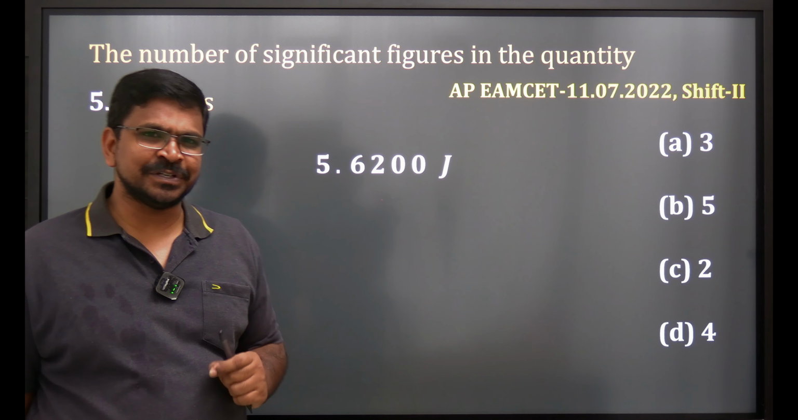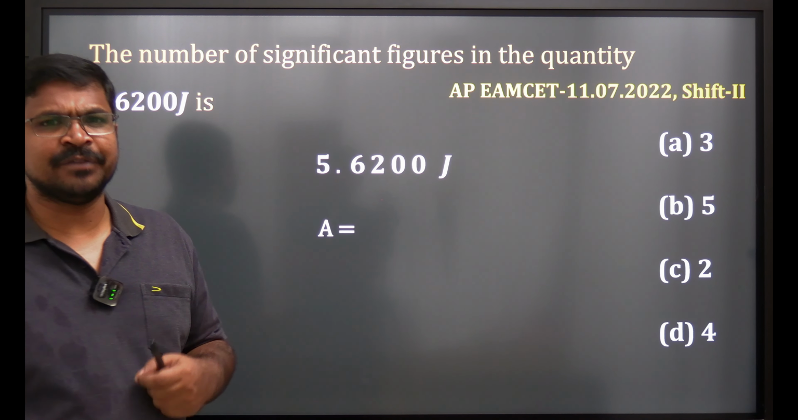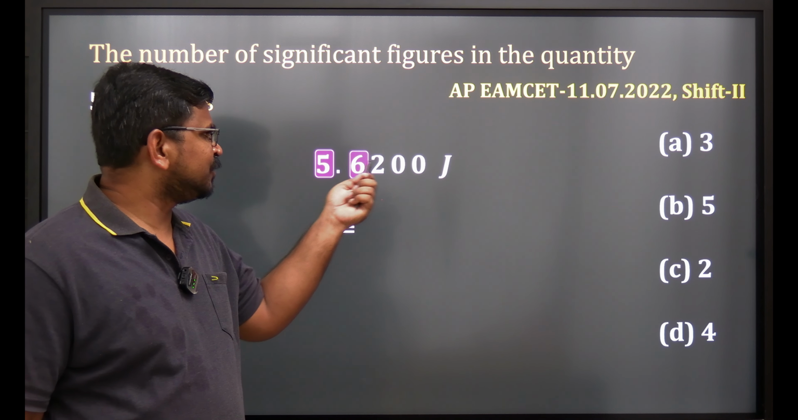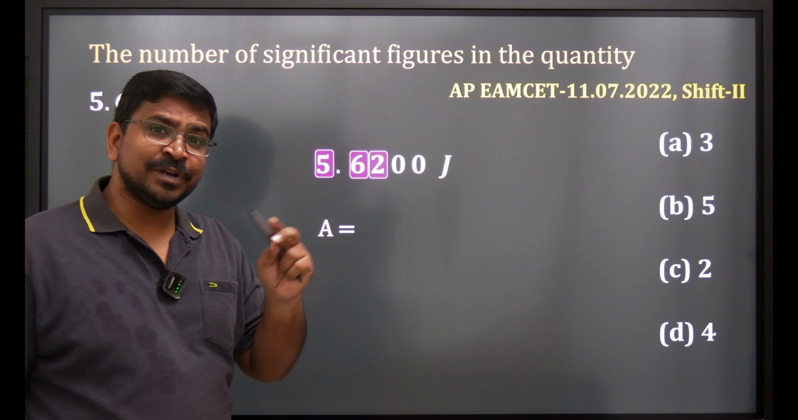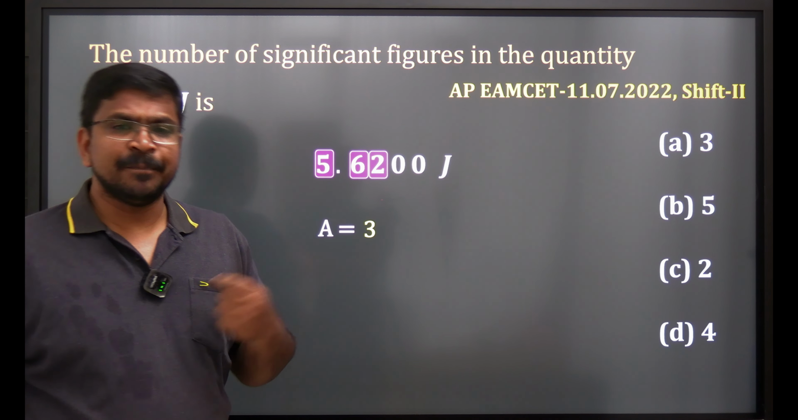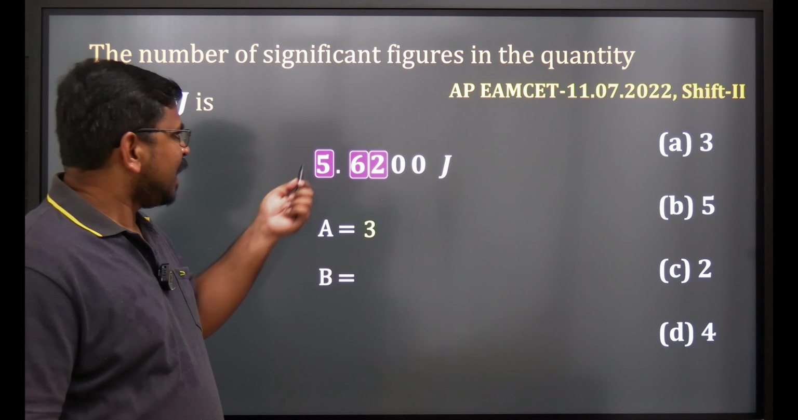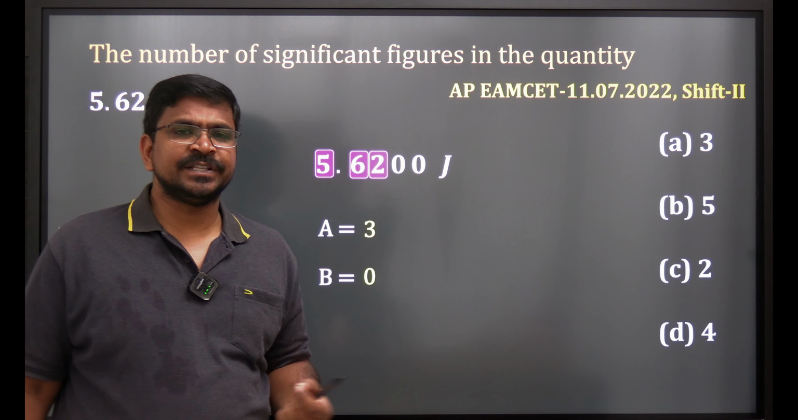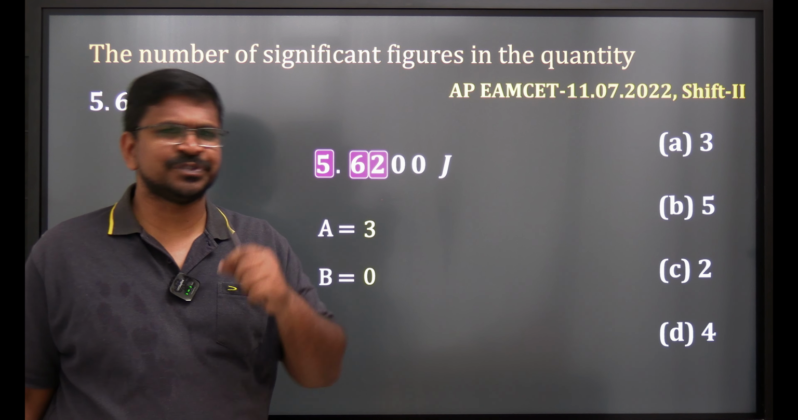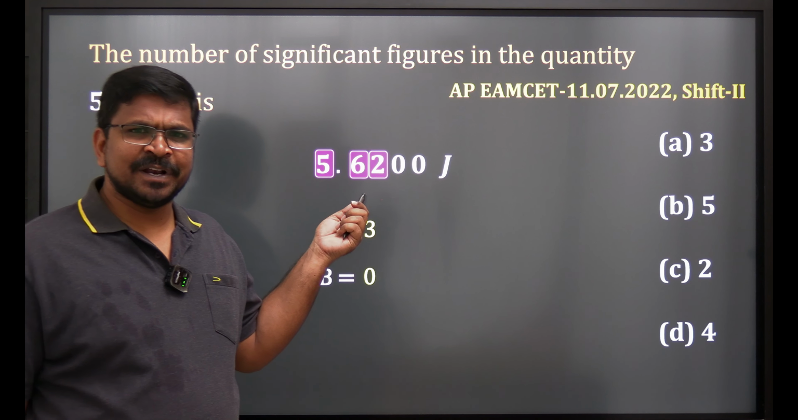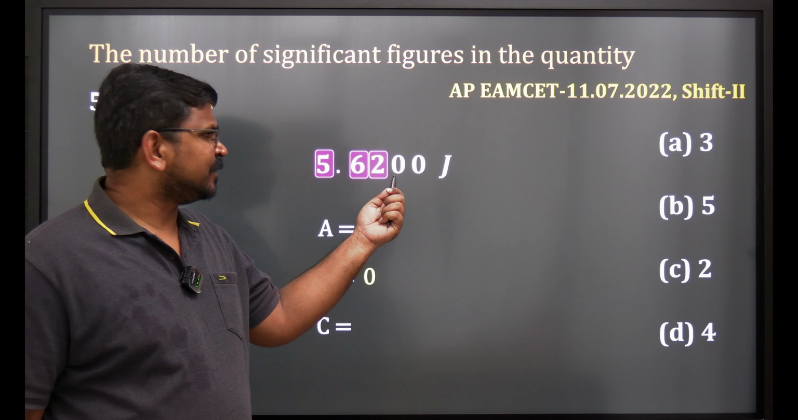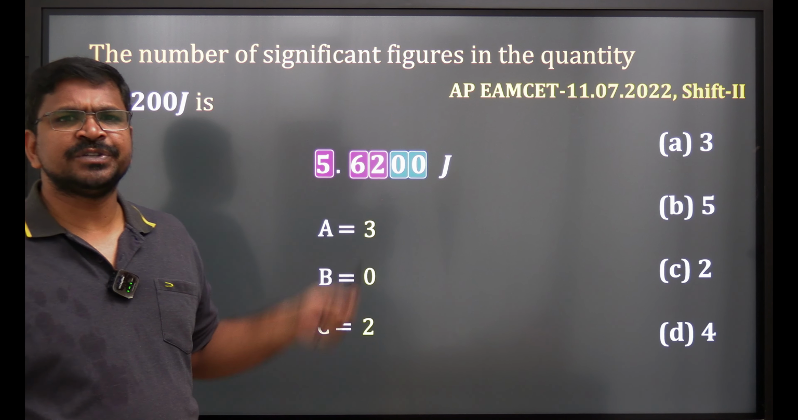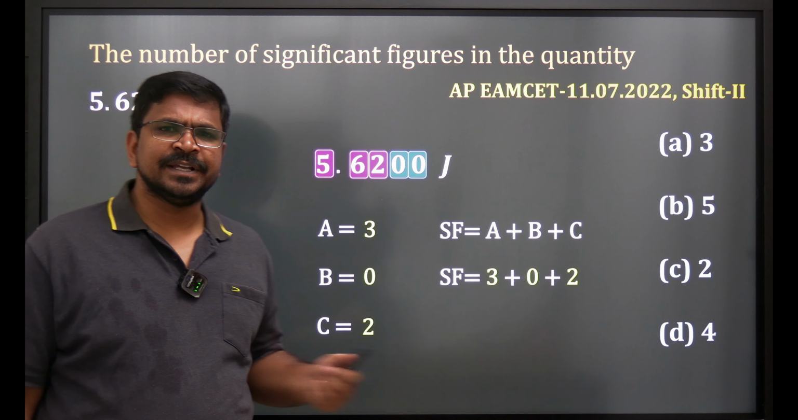But if you apply our shortcut technique, first calculate A. A is the number of non-zeros: 5, 6, 2. Only 3, so A equals 3. B is zeros between non-zeros. There are none, so B value is 0. In the case of a decimal, C is applicable, that is rightmost zeros. Fortunately, this is a decimal number, and the rightmost zeros are here: 1, 2. So C value is 2. Now just add them: 3 plus 0 plus 2 is 5.